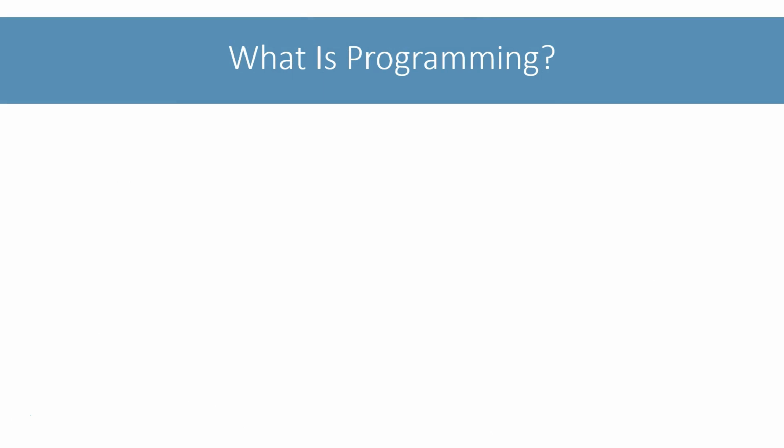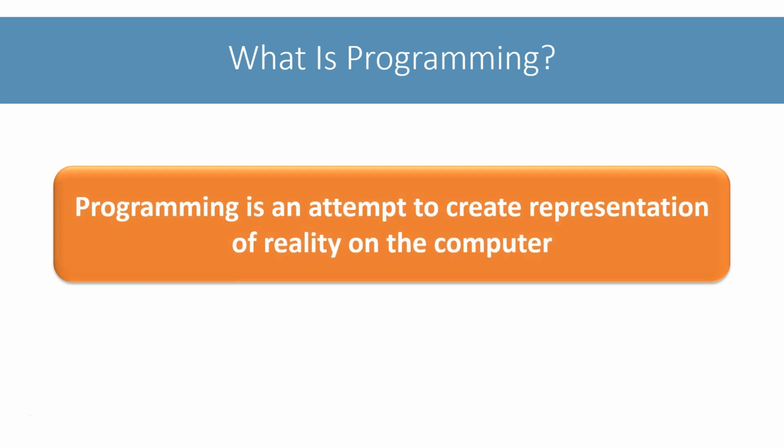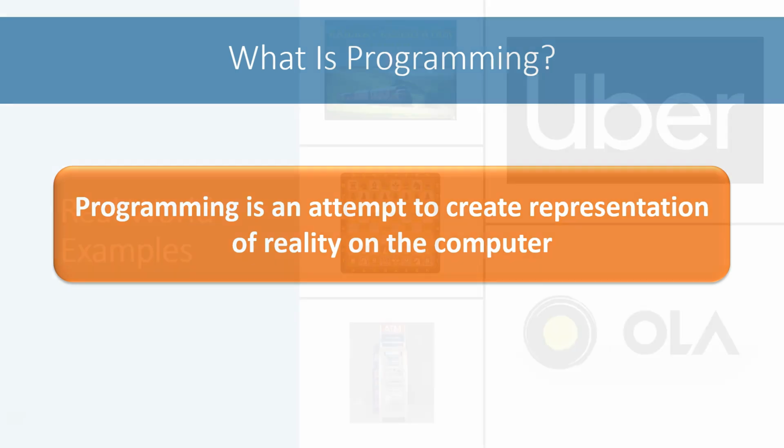In very simple terms, programming is an attempt to create the representation of reality on the computer. A computer program that you are writing is an attempt to solve a problem in the real world. Let's go through some use cases to better understand this.